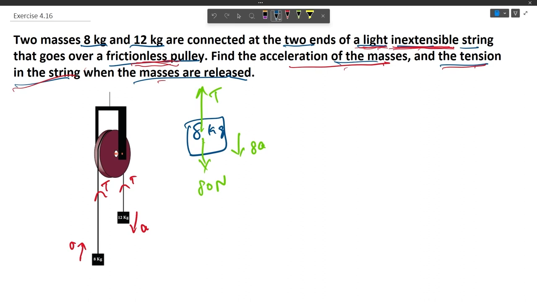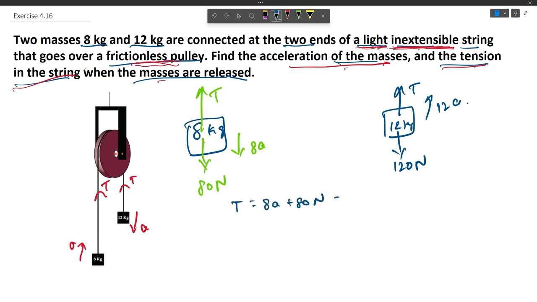Similarly, let us draw the free body diagram of the 12 kg object. Weight is 120 Newton. Tension is T. Since its net acceleration is in the downward direction, its force of inertia is going to be in the upward direction of magnitude 12a. Now let us equate the forces. So in this 8 kg case, T would be equal to 8a plus 80 Newton. Let us term it equation number 1, and in this case T plus 12a equals 120 Newton.